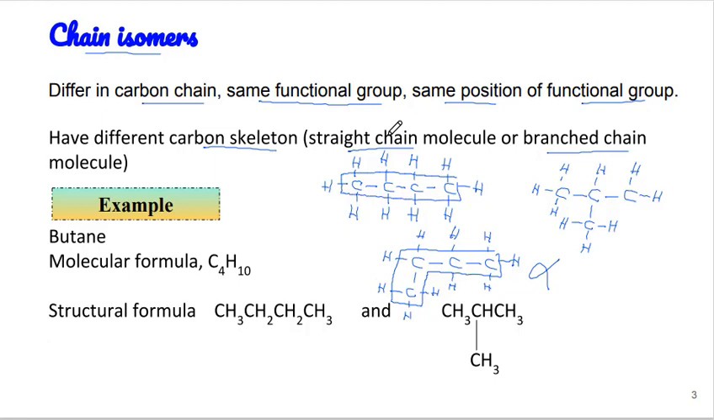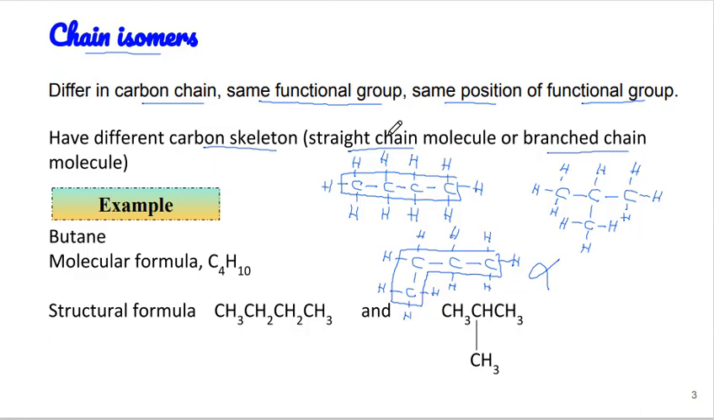Okay, it's a simple thing. Just see here the structure that I've drawn down here. This is not a chain isomer for C4H10. It's actually the same structure, you just bent it at the end. When you bend it, that doesn't mean it is an isomer. The arrangement and the bonding are all still the same.